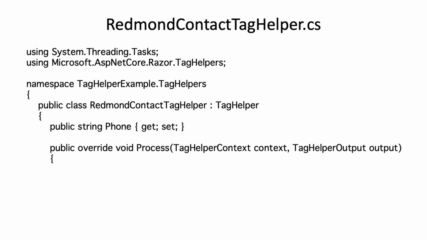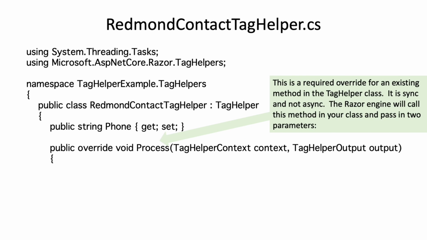Public override void Process. This is an existing TagHelper Process method that you override. The tag helper will be called by the system at some point in time. It'll pass in the context of the windowing system or the web system and the output that you're going to use. And that allows you to add to the output. That output is just the cumulative result of all of the Razor page put into HTML.